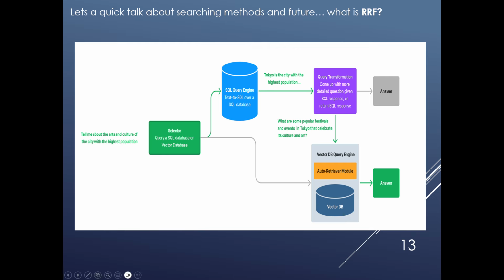Okay, so what is RRF? Basically, we call it reciprocal rank fusion. RRF is a re-ranking algorithm used in hybrid search. It merges multiple ranking lists, for example from full text and vector searches, into a single unified ranking. It gives higher priority to items that appear near the top of any list, even if they don't appear in all lists.